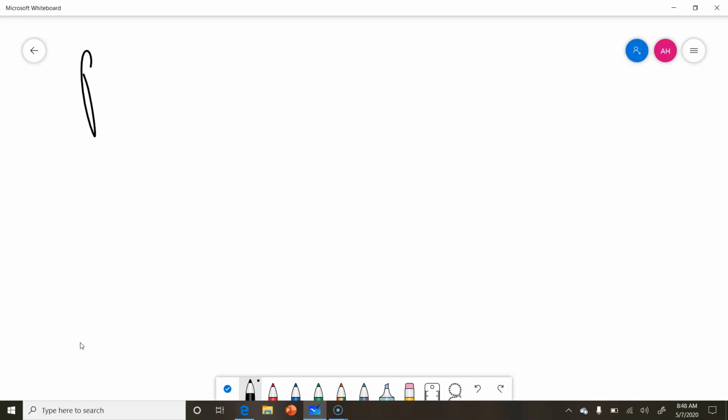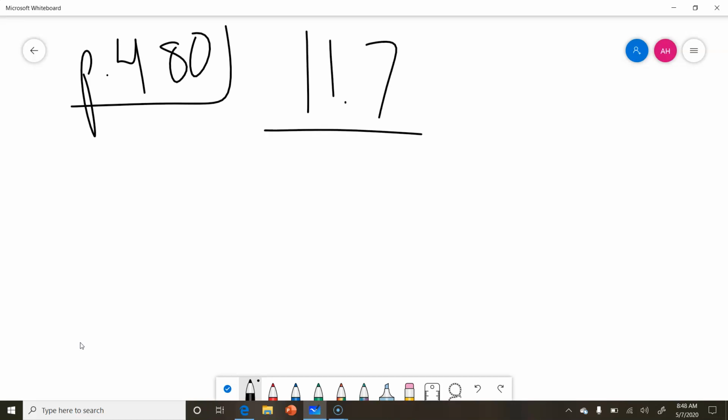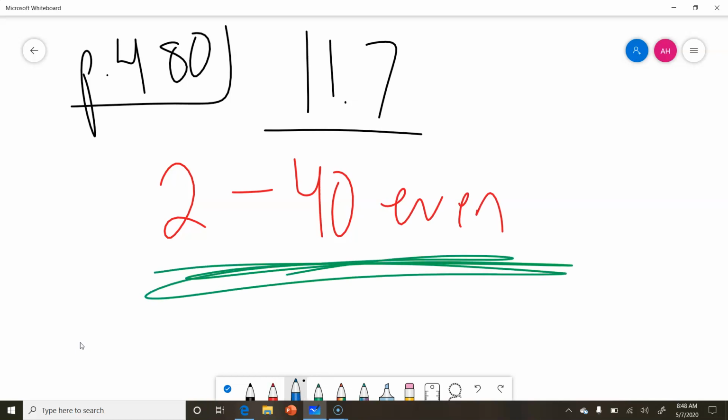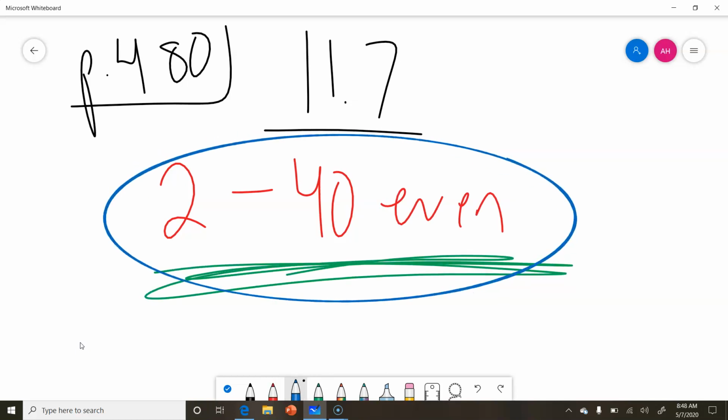So we're on page 480. This is section 11.7, and our homework for today is 2 through 40 even. 2 through 40 even. Good luck on doing that. I know you guys got it.